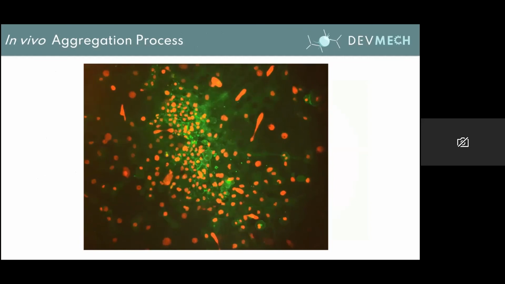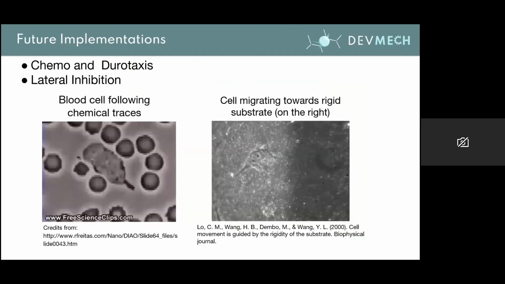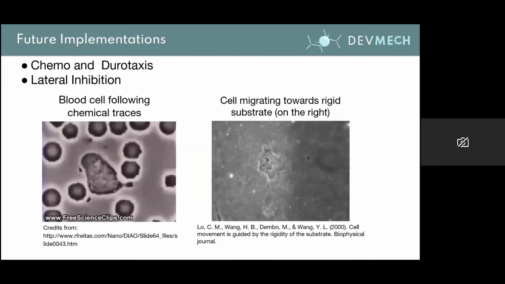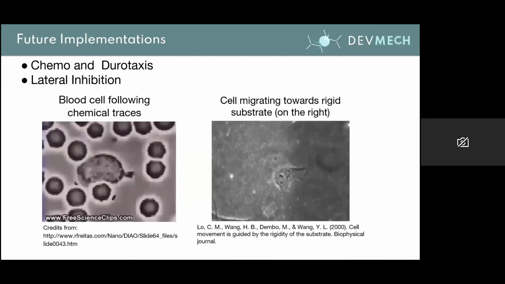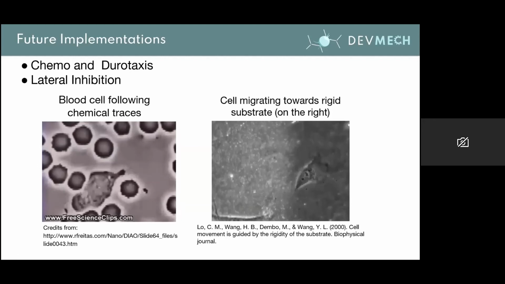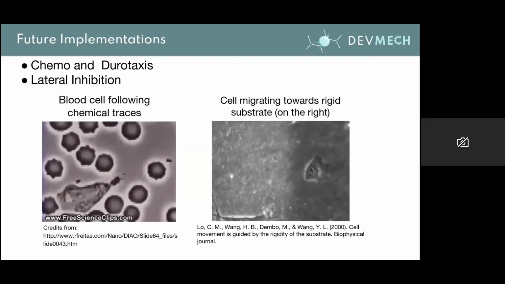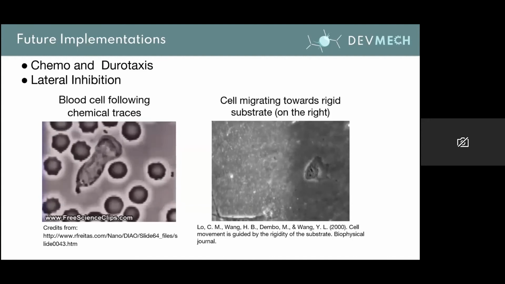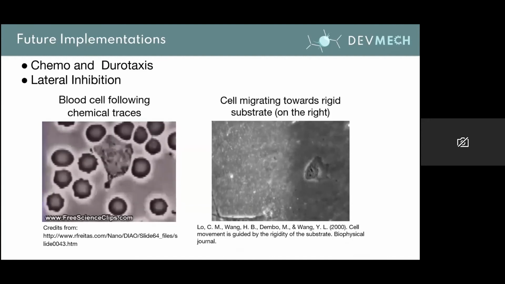So we predict that there are other intrinsic factors or external cues in play during the aggregation process, such as chemotaxis, which is a migration of cells due to a chemical signal, durotaxis, which is a cell migration due to a rigidity gradient, and lateral inhibition, which is a mechanism of cell inhibition on an adjacent cell's activity. We're currently exploring all three mechanisms.